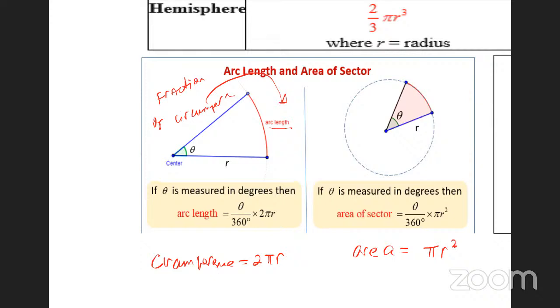So arc length is a fraction of the whole circumference. So how do I find arc length? Well, all we need to do is to find the fraction and multiply it by circumference. Y'all seen that there? So how do we find area of a sector? Area of a sector is the same thing, right? Area of a sector is a fraction of the entire area.